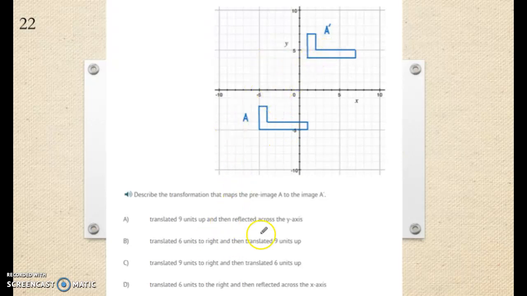All right, so this one says a reflection across the y-axis. I'm going to go ahead and eliminate that. And here it says reflect across the x-axis. I'm going to eliminate that. I haven't flipped it. A reflection is a flip, and this hasn't been flipped at all.